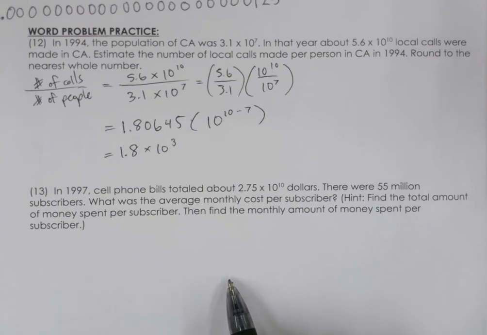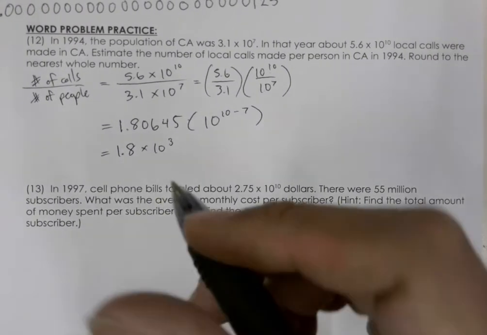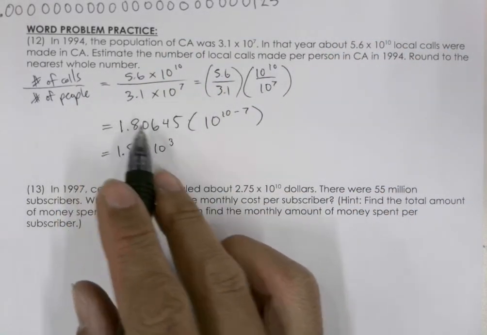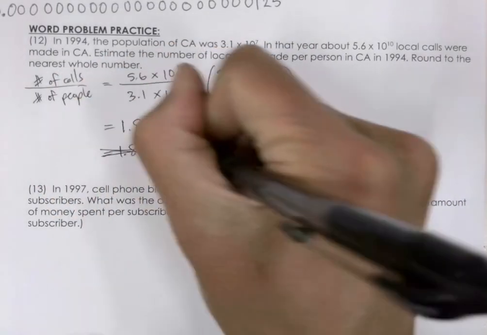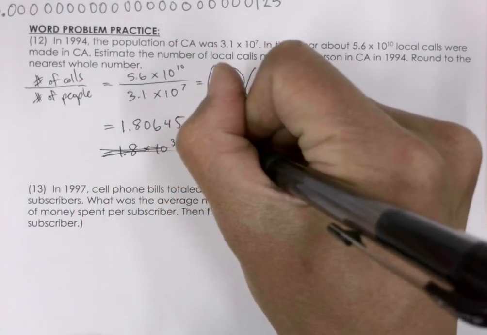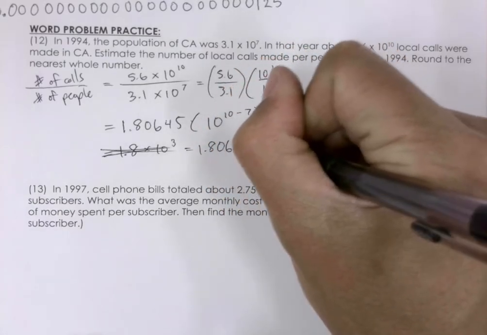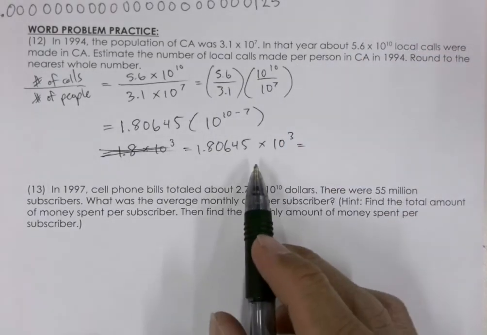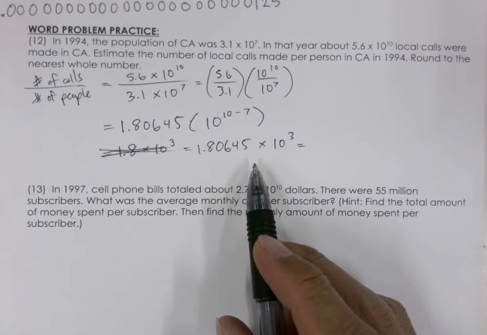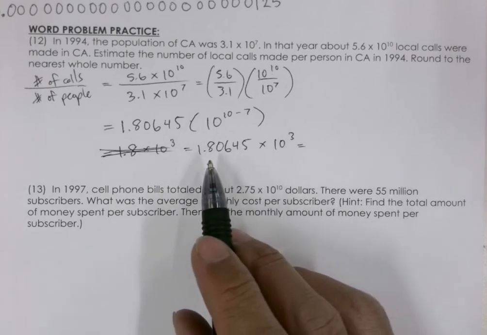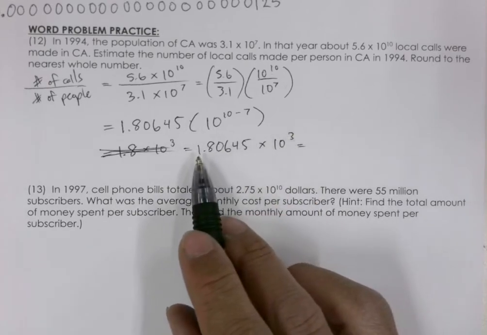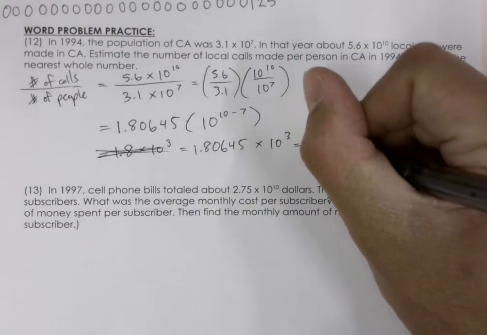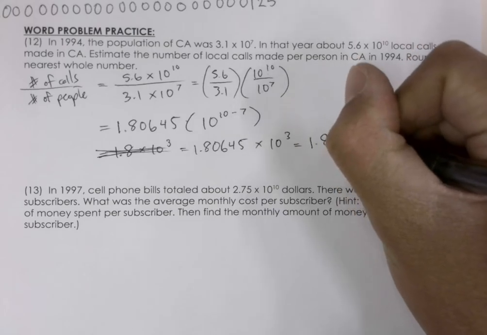All right. So we want to round to the nearest whole number. So, I actually want these decimal places. So let me go ahead and rewrite this. It's going to equal 1.80645 times 10 to the 3. And let's go ahead and turn this into a number in standard form. So because we have a positive exponent, we're going to take the decimal place and move it to the right 1, 2, 3 spots.